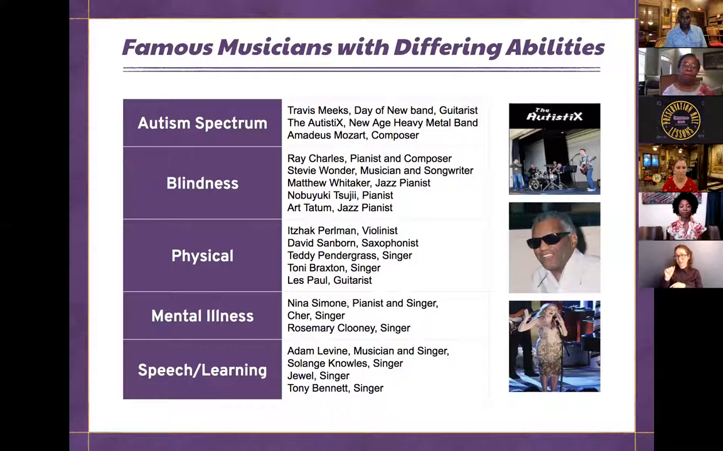Nina Simone, a famous singer, pianist, and activist. When we say speech and language as a different ability, Adam Levine and Solange Knowles have ADHD, and Jewel, as well as Tony Bennett, have dyslexia. Now, there are other differing abilities that students have, but one thing that everyone has on both sides is their love of music. Can we go to the next slide?